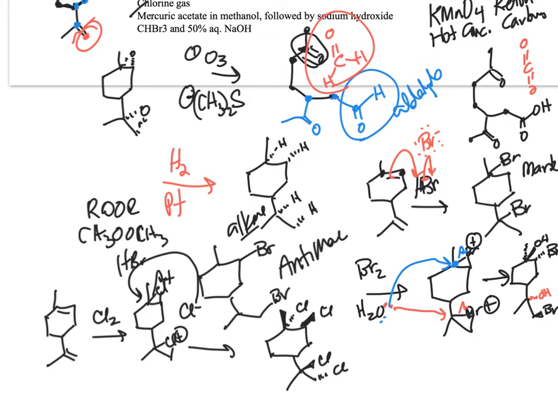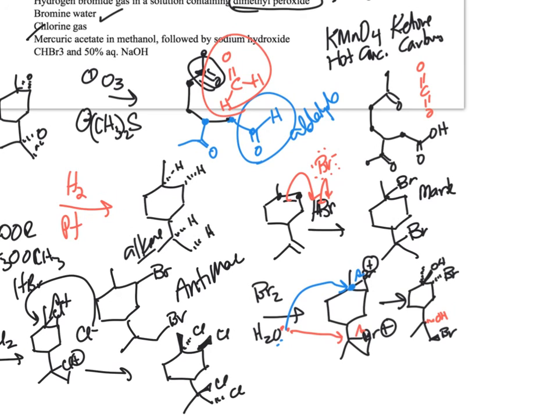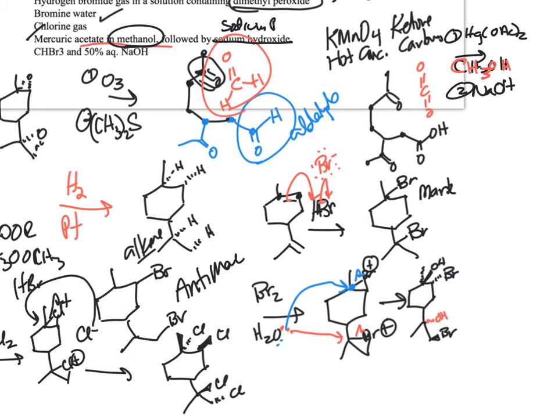Okay, mercury acetate and methanol followed by hydrogen peroxide. Do that over here. So you have mercury acetate, methanol. Okay, that's your nucleophile, methanol. We'll go ahead and write that in red, methanol. And then the second reagent is sodium hydroxide. That actually should be sodium borohydride. Sodium borohydride.